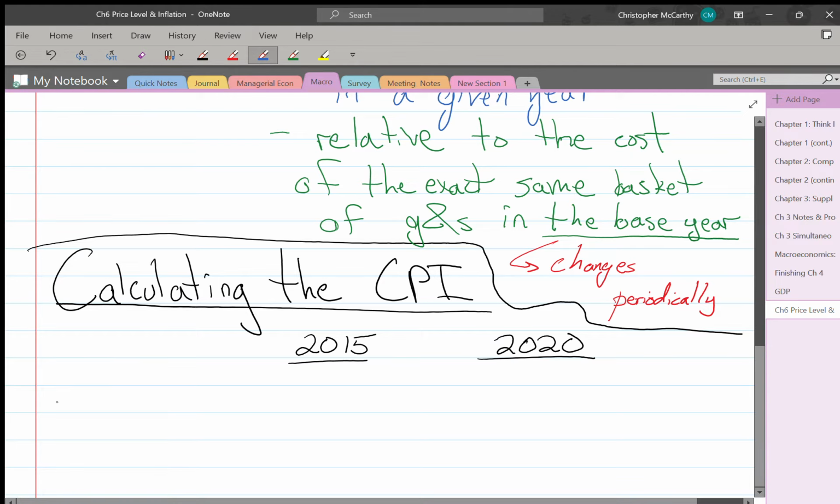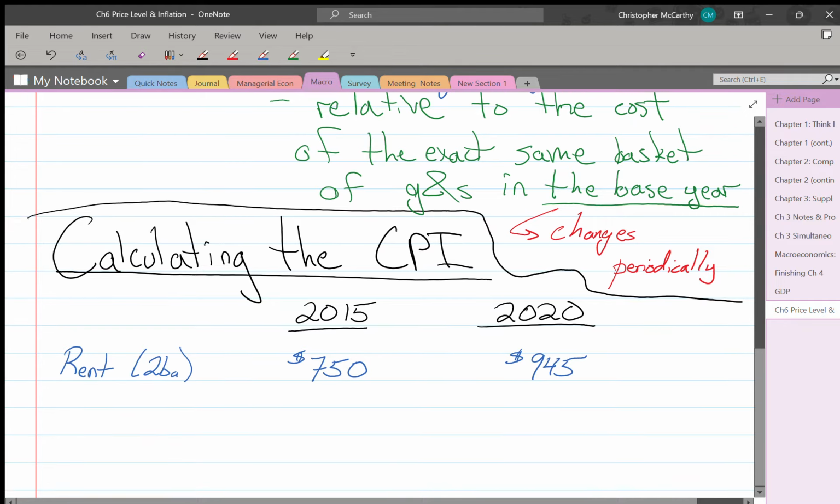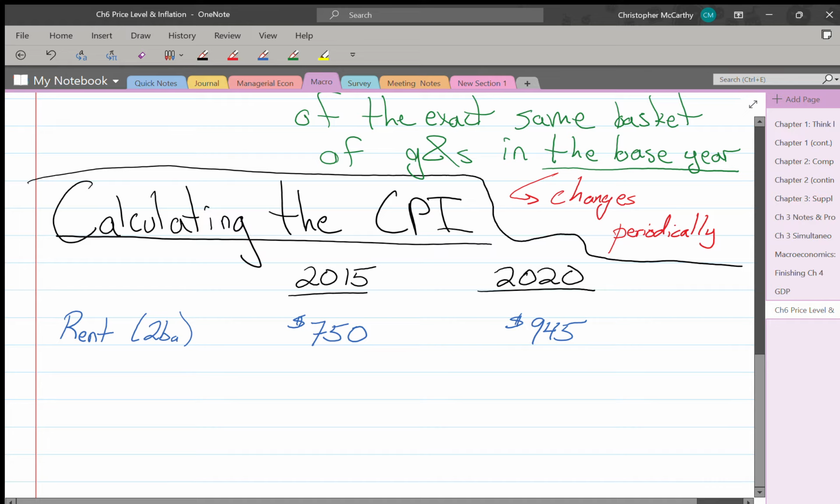So we're going to have rent in a 2-bedroom apartment. So this is going to be $750 in 2015 and $945 in 2020. Same good, same size bedroom, but now just 5 years later.